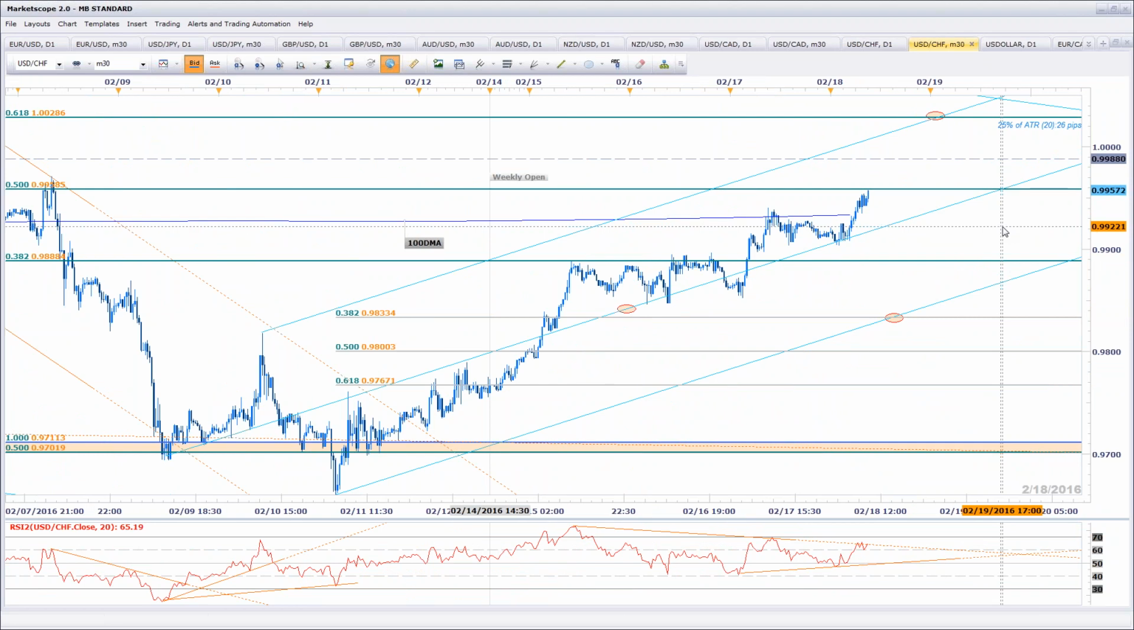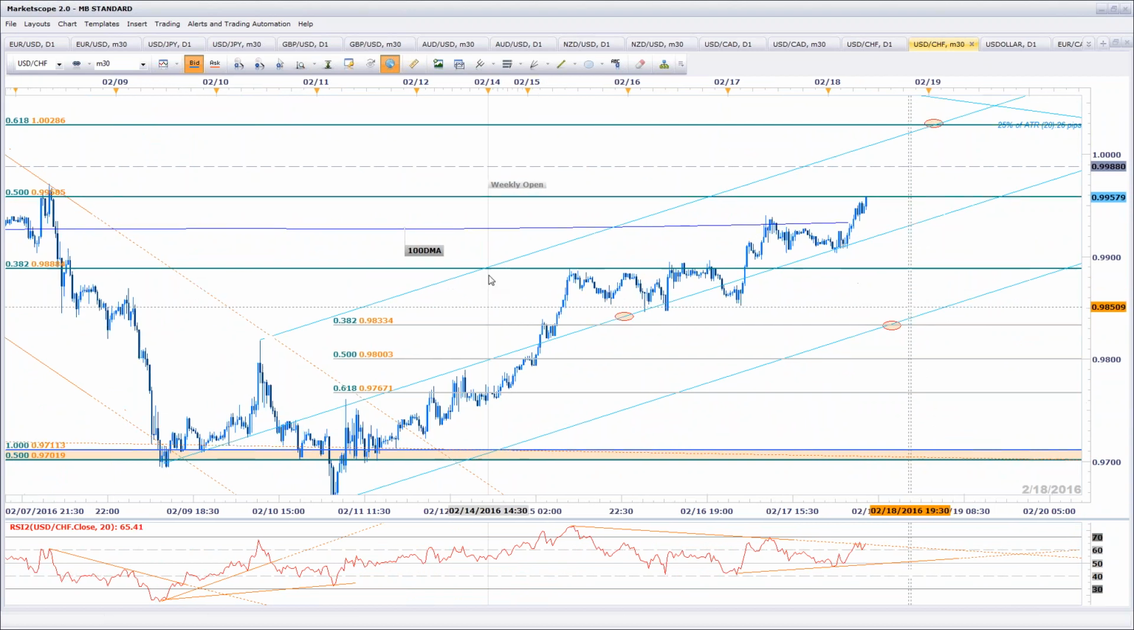If you're holding longs, 99.58 first level, you want to start peeling some of those off. Subsequent targets as labeled here, 99.88 and parity 28.